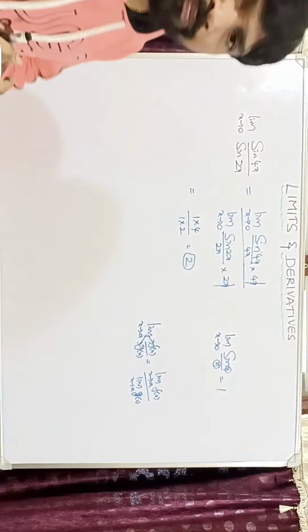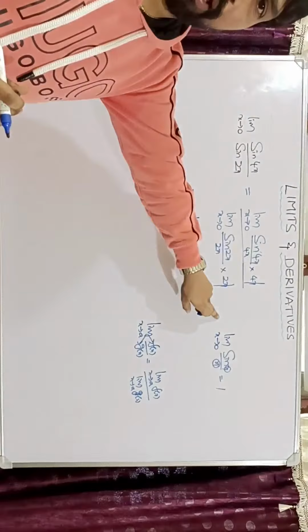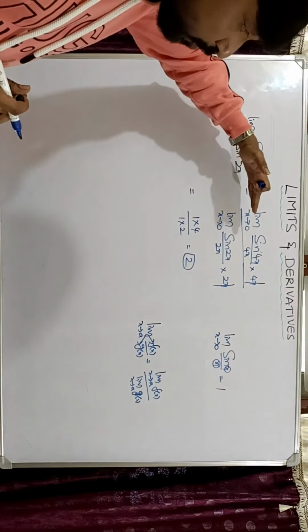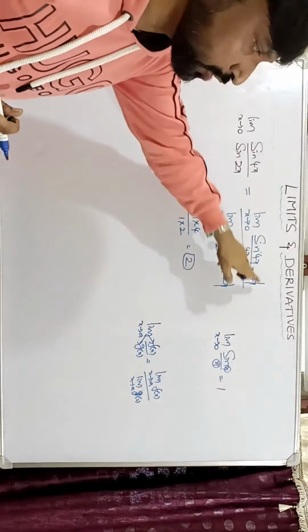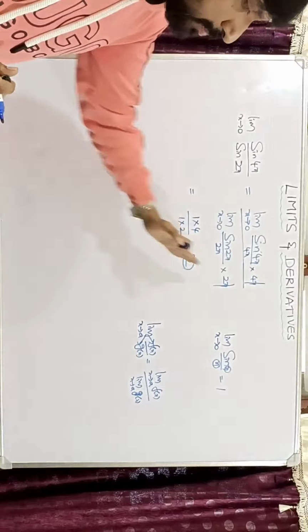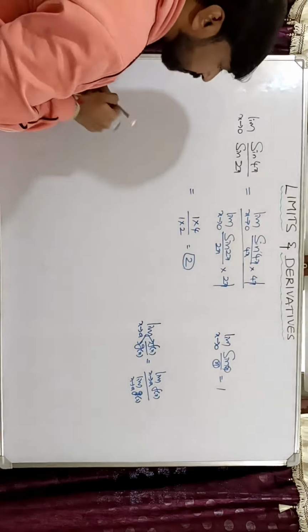Very simple. Clear? It depends on property and formula. First, according to the property, we split. Afterwards, according to the formula, we adjusted the denominator by multiplying and dividing. Then we simplify and you get the answer. Isn't it? Similarly, you have one more question.